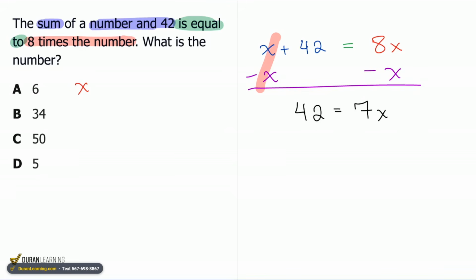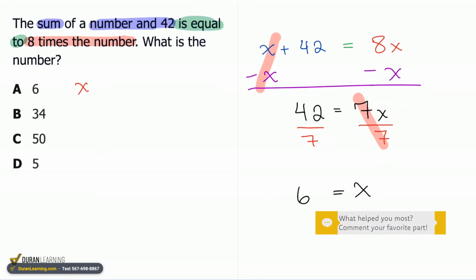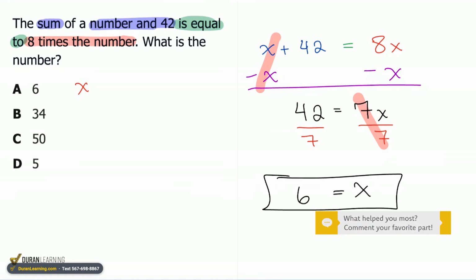And from here, I think we can agree that this is a much easier step. All we have to do is divide both sides by 7, and we have that final answer. There we go. Cancels out right there, and we get x equals 6. And there's our answer, everybody. The correct answer here is answer choice A. But again, it's really about interpreting these sentences properly.